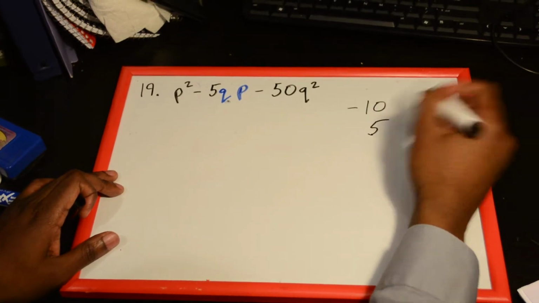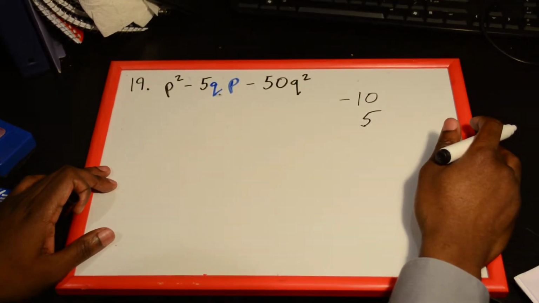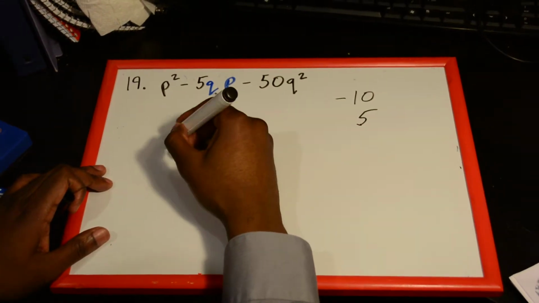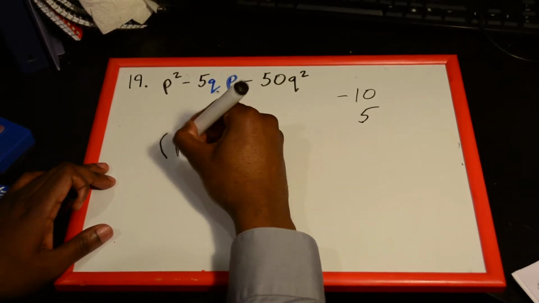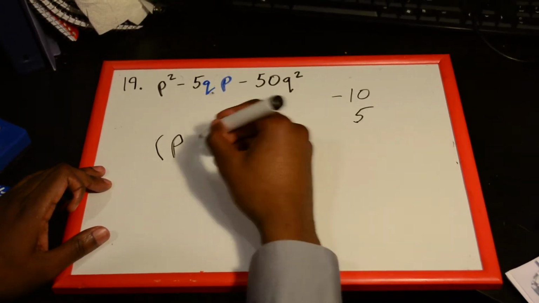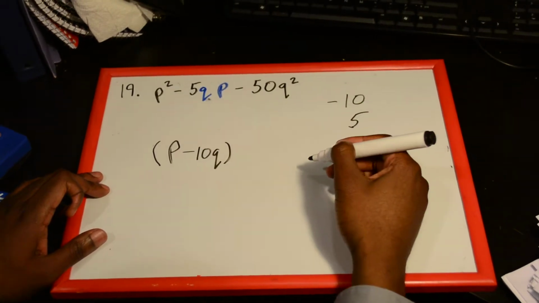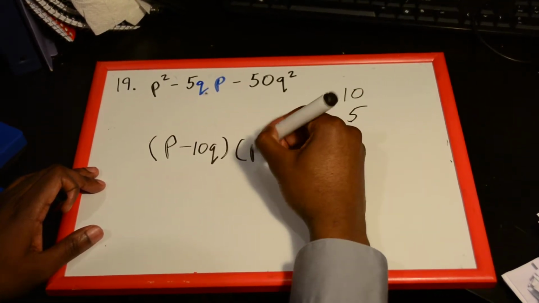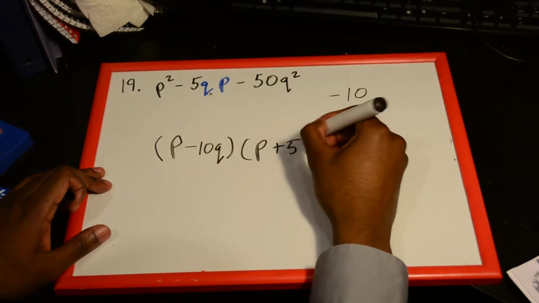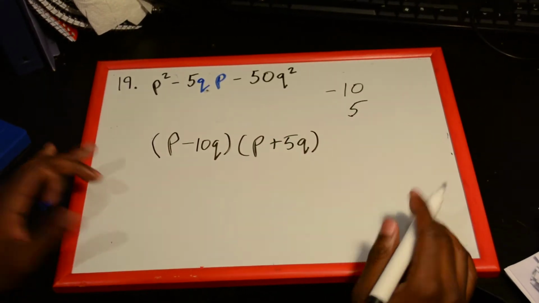So now that we have these two, that's pretty much it. This is pretty simple. So I'm going to write the following. p minus 10q and p plus 5q. That's it.